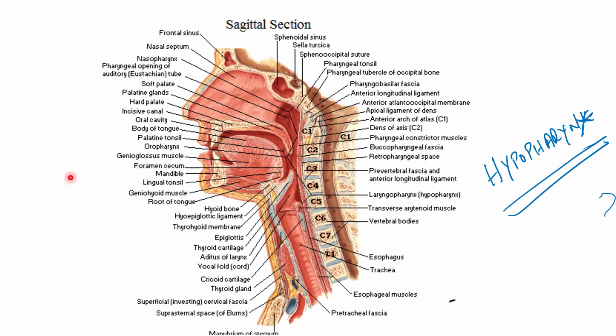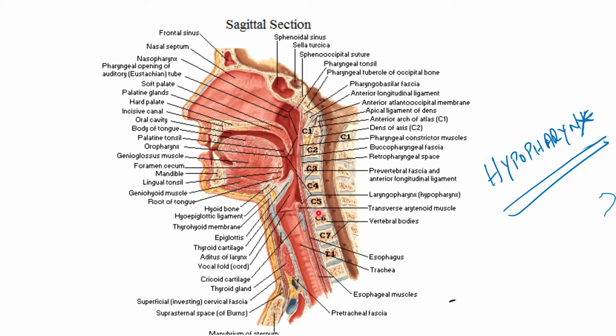This laryngopharynx is seen to extend from the upper border of the epiglottis, as shown here, directed downwards to reach the lower border of the cricoid cartilage. So this is the extent of the laryngopharynx. It extends from the upper border of the epiglottis till the lower border of the cricoid cartilage, and lies at the level of C4 and C5 cervical vertebrae.